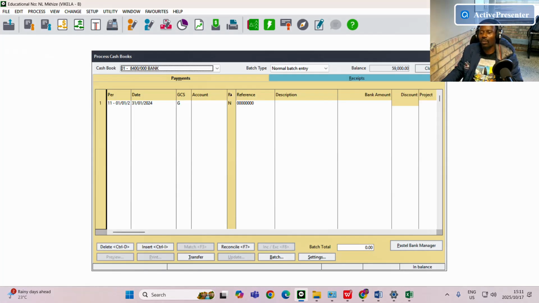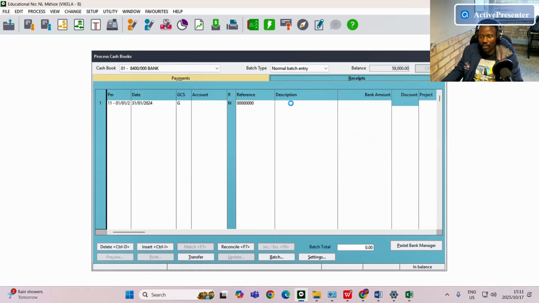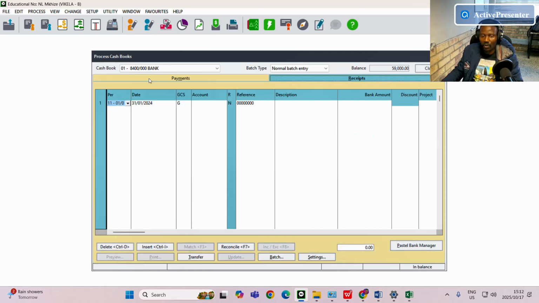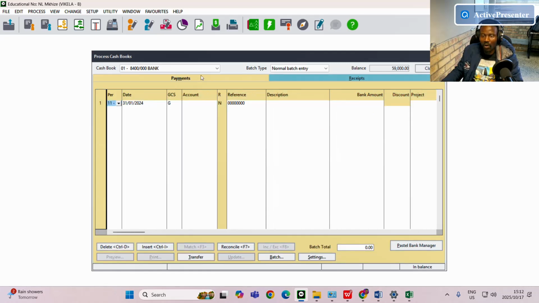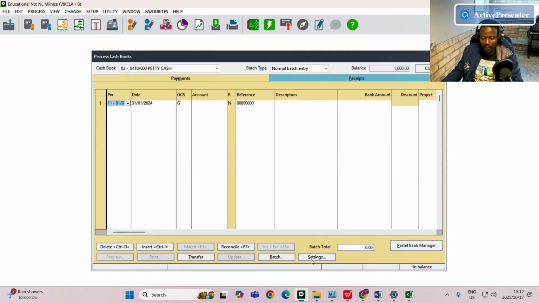Alrighty, so this is the screen that appears when you actually go to your cash book. When it's yellow, it's your payments, and when it's blue, it's your receipts. So since I'm on payments, it has to be yellow. Then you need to make sure that you choose the appropriate cash book. In this case, it has to be cash book number 2, which is petty cash. We are busy with petty cash, right?